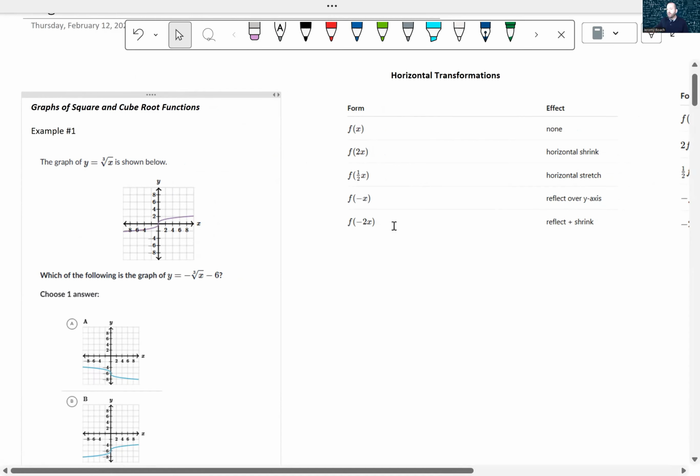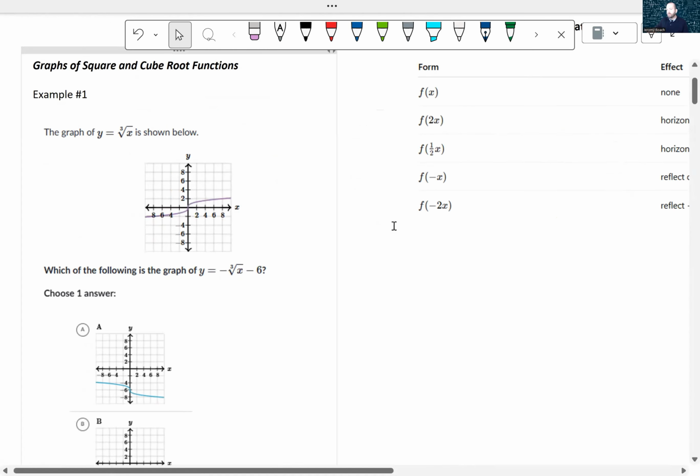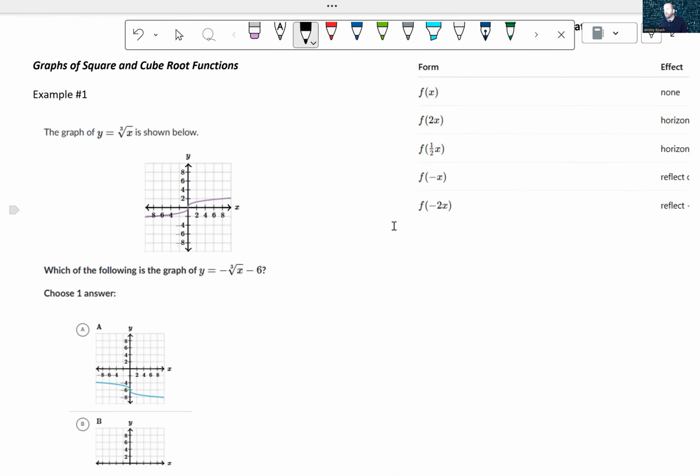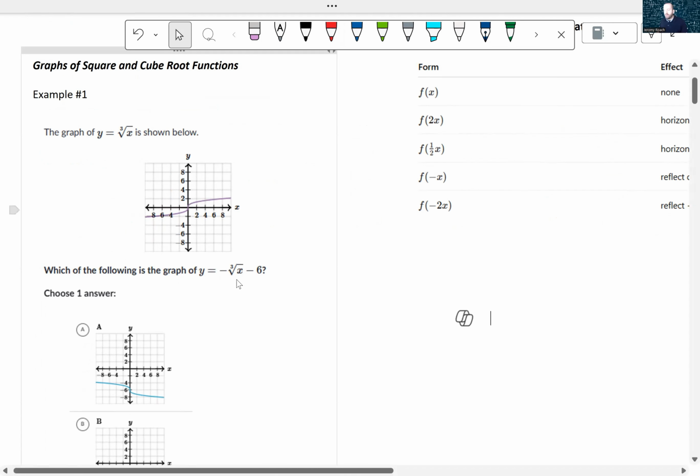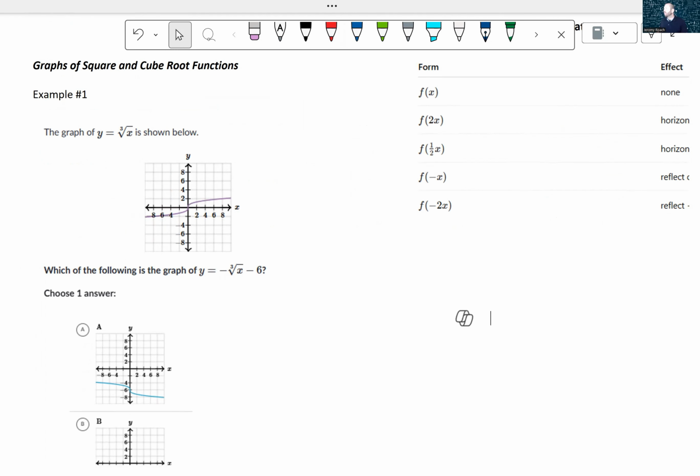Let's look at example one. Example one gives us a parent function, and the parent function is y equals the cube root of x. It shows us the graph down below here. For this, we want to figure out what the new graph is going to look like of the negative cube root of x minus 6.